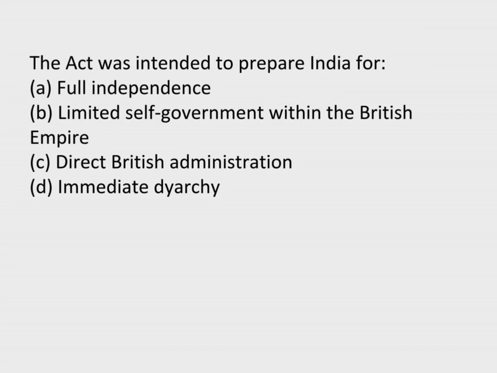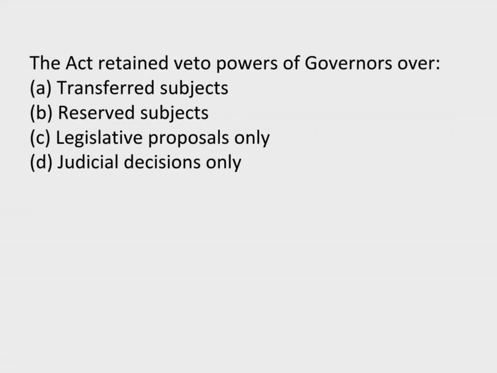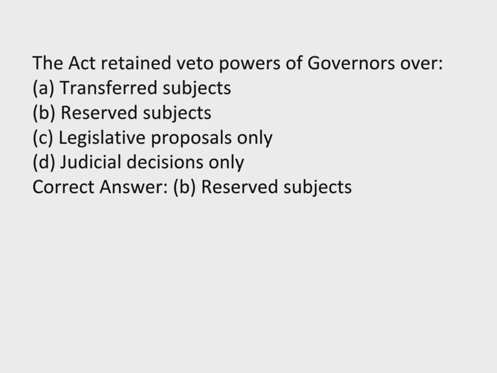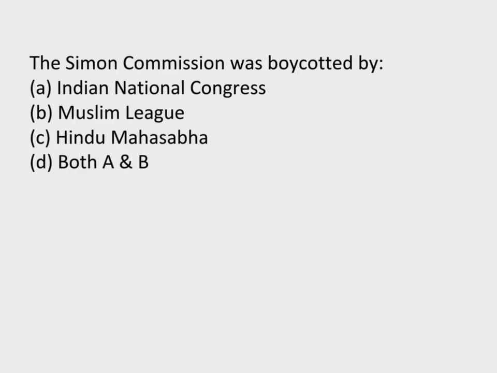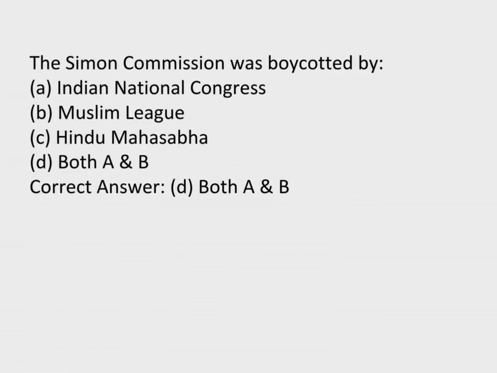21. The act was intended to prepare India for. Correct answer, B. Limited self-government within the British Empire. 22. The act retained veto powers of governors over. Correct answer, B. Reserved subjects. 23. The Simon Commission was boycotted by. Correct answer, D. Both A and B.